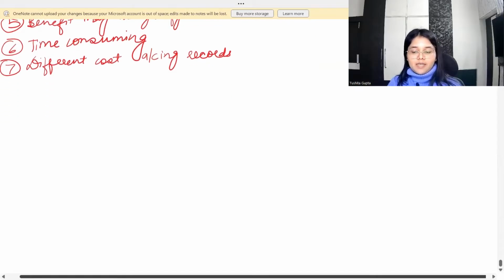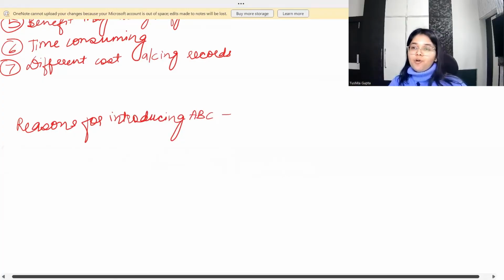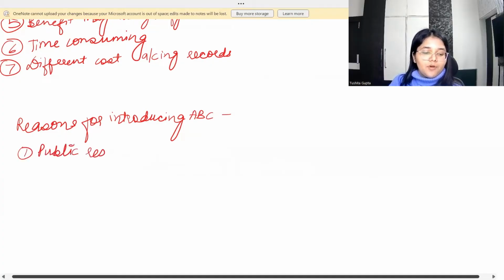Now let's discuss the reasons for introducing ABC. Why can we possibly implement ABC? First of all, it is the public responsibility to do this. The resources that we have are limited, so we should be controlling the cost. There should be a tight control. So the first thing is public responsibility.